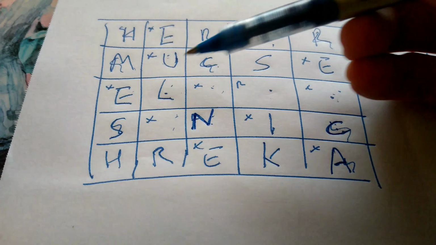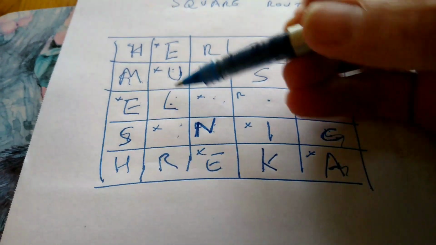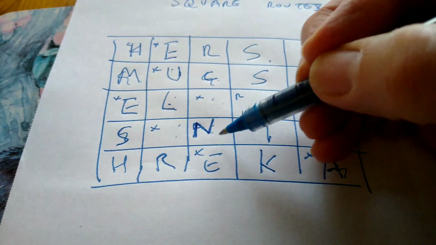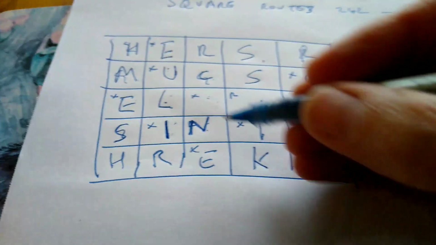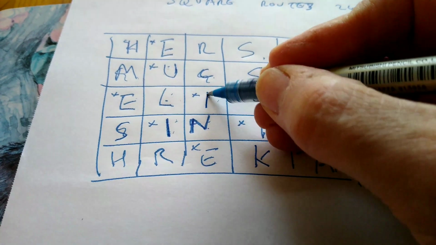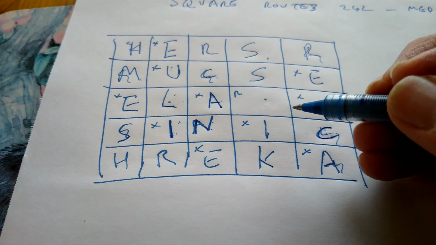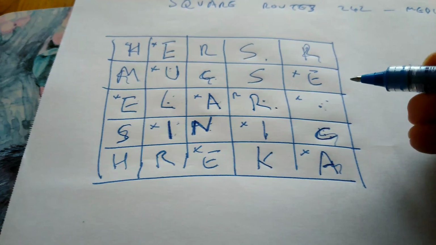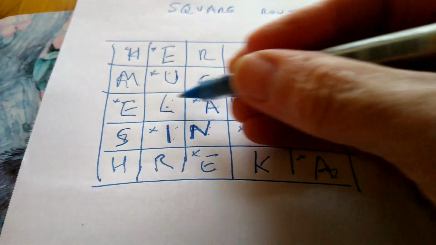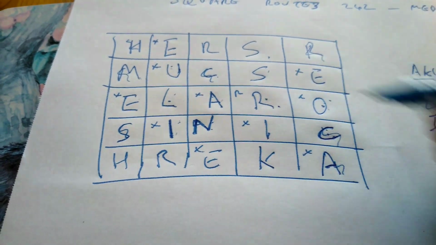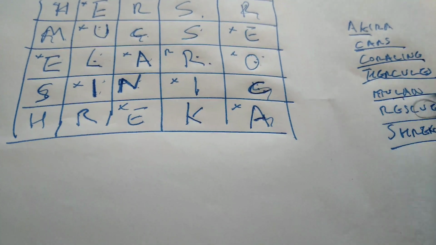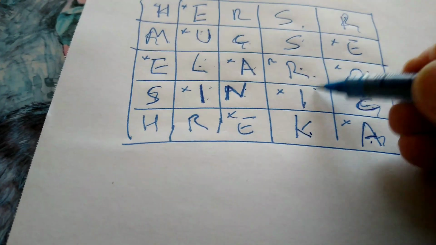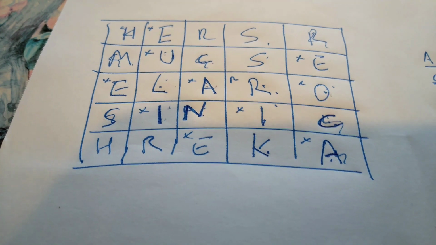Okay, and now we've got an L and an N and an E. So this looks like it's going to be Coraline, L-I-N-E. Coraline and cars. Cars, Coraline. Mulan, Akira. Not one of my most convincing solves, but there you go.